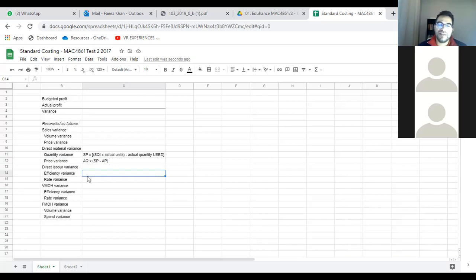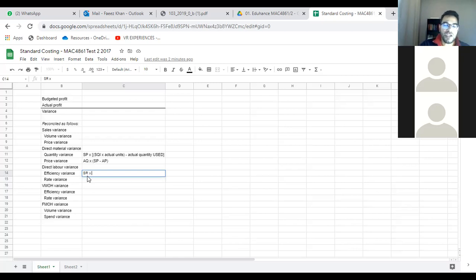So same thing here with the efficiency variance. The efficiency variance is basically our quantity variance. So what are we comparing? We're comparing standard quantity with actual quantity. And what do we keep constant? The price. So we're going to say standard price. Now remember, when it comes to labor, we don't use the word price, we use the word rate. So I'm saying standard rate multiplied by, now we're going to compare standard quantity with actual quantity.